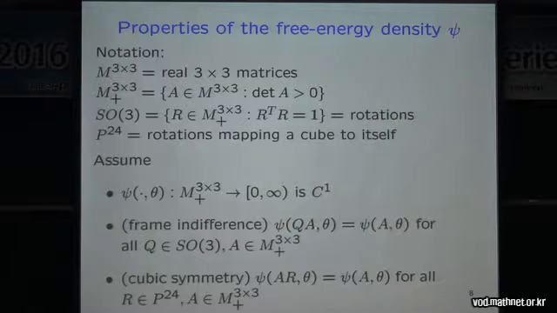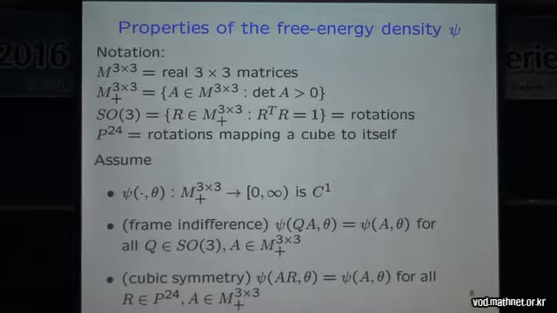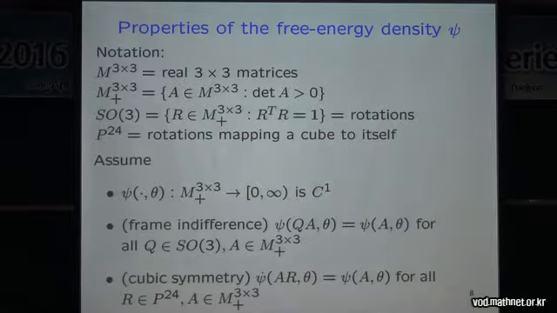of A, θ. And then cubic symmetry, well, what this means is that if I first do a rotation that maps the cube to itself, that won't change anything. So that ψ of AR, θ has got to equal ψ of A, θ for all R in this symmetry group of the cube, P24, and for all A. So I assume all these things.